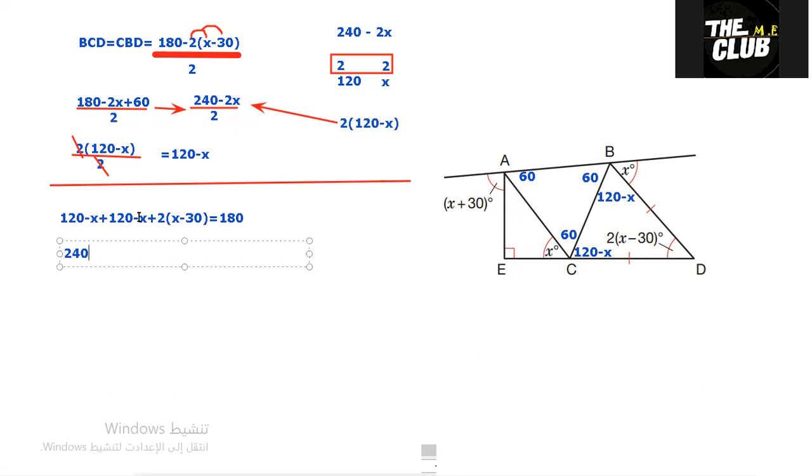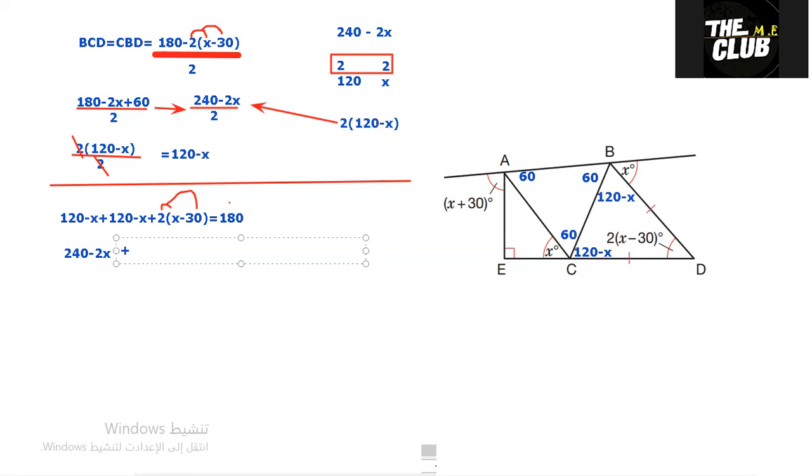This one minus x and minus x, it's going to be minus 2x. And then we have this bracket, 2 multiplied by (x minus 30). So I'm going to expand here. I'm going to multiply the 2 inside: 2x minus 60. Okay? So I'll have plus 2x.